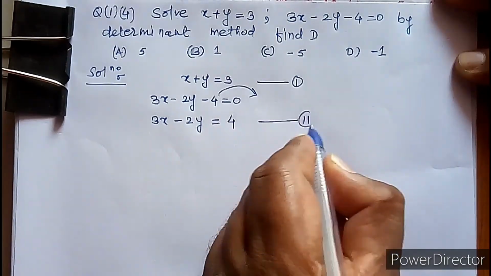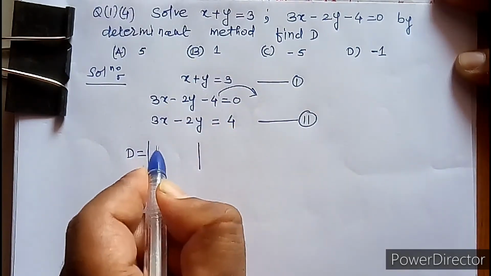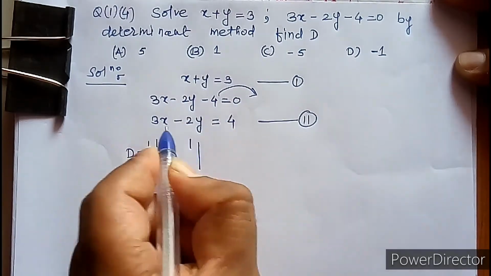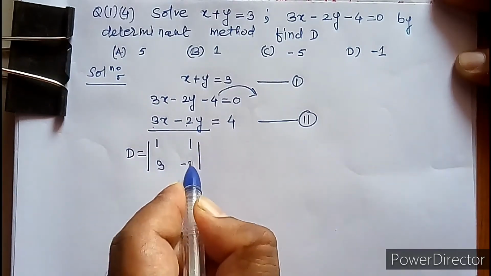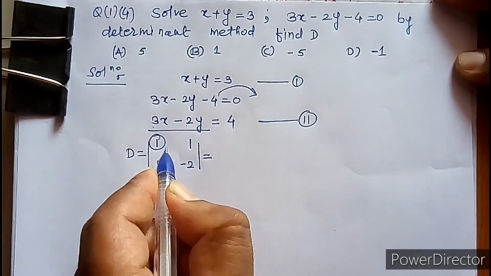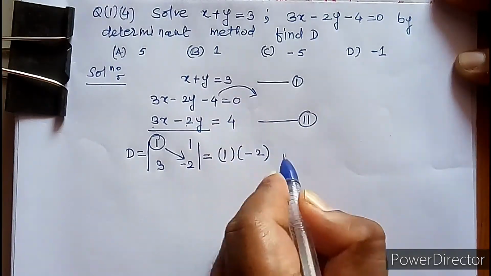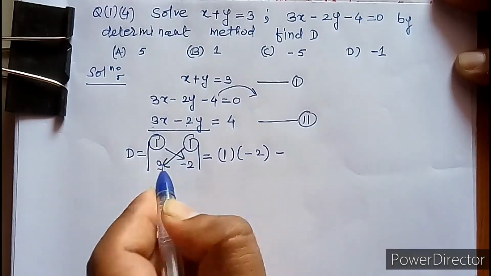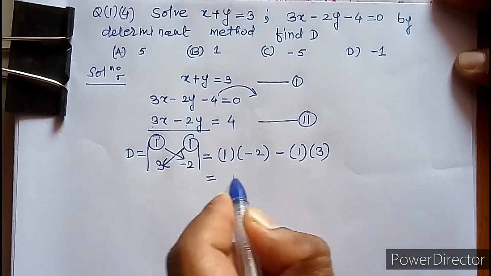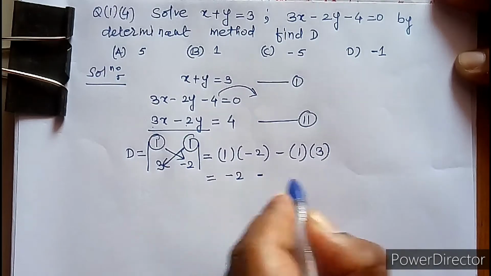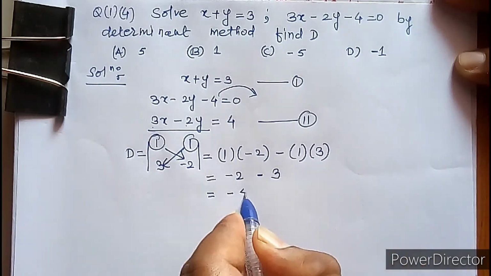This is equation number 2. Now t equals the coefficient of the first equation, that is 1, 1, and the coefficient of this equation, that is 3 and minus 2. Write down here 3 and minus 2. Now multiply 1 with minus 2, that is 1 into minus 2 minus 1 into 3. Now 1 into minus 2 will be minus 2, minus as it is, 1 into 3 will be 3, equals minus 5.